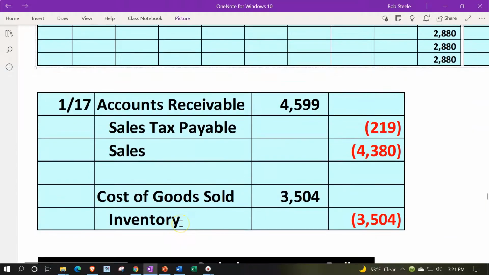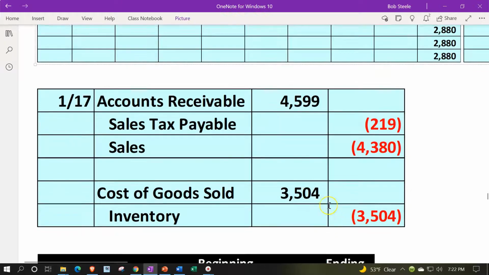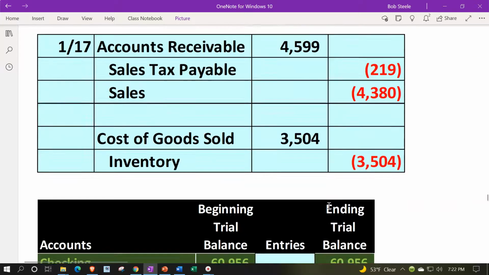Then we do this whole thing again with that second invoice. Once again, the sales price being the $4,380 this time. Sales tax 5% of it. That means we're going to have to collect $4,599. The inventory is going down by the $3,504, which would be tracked in our subledger, and the cost of goods sold going up by the $3,504.